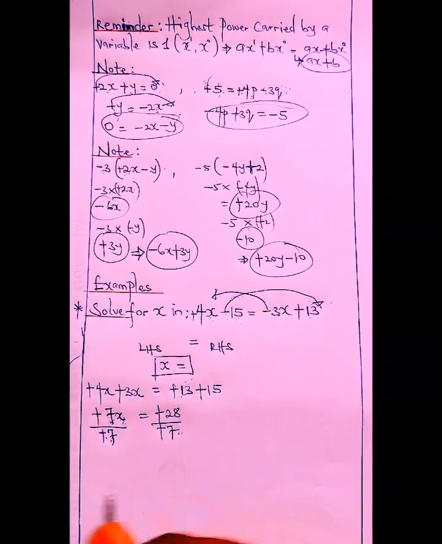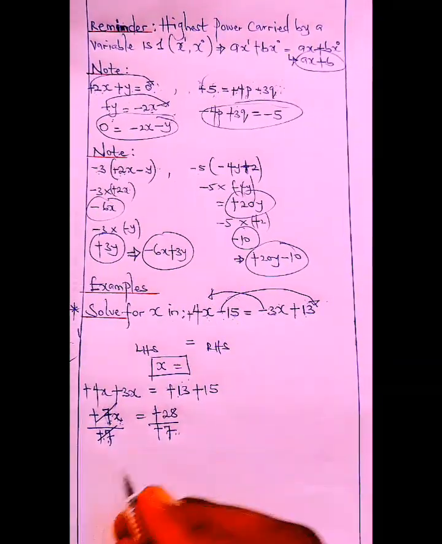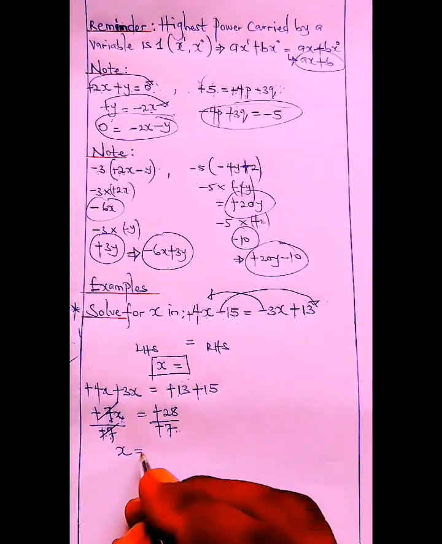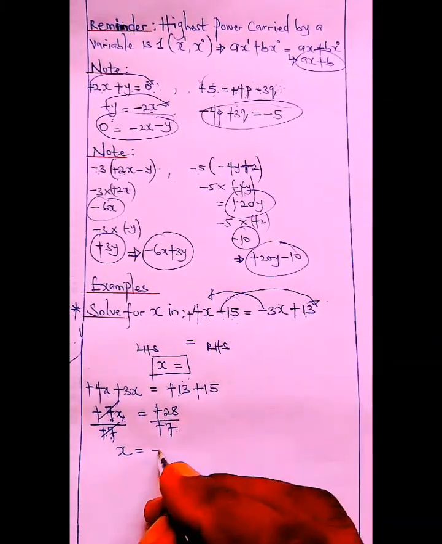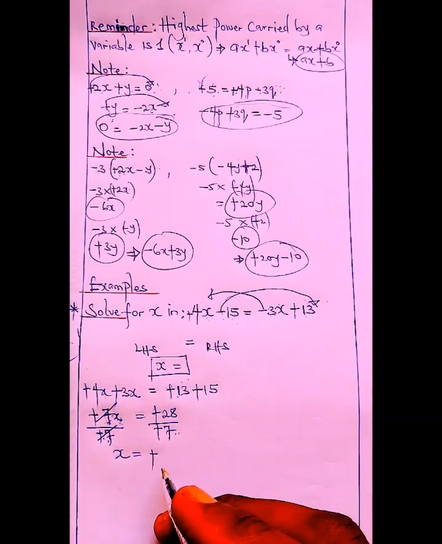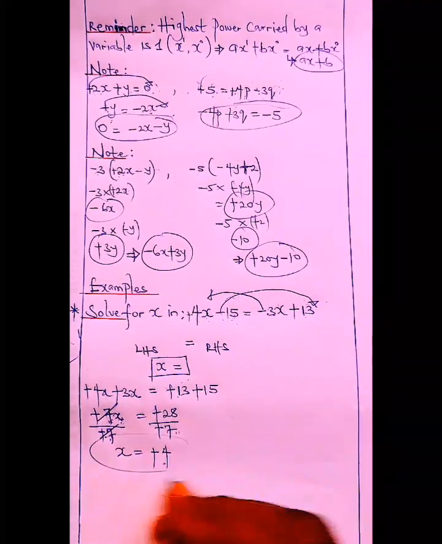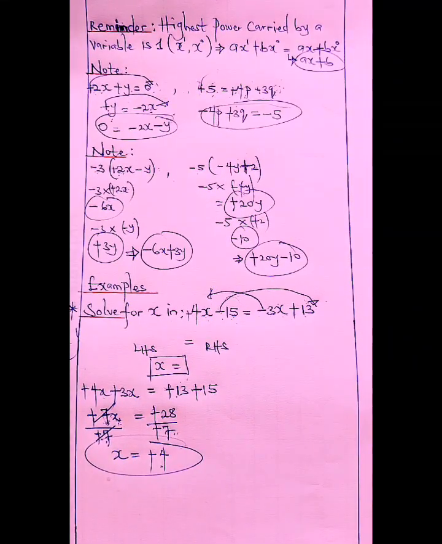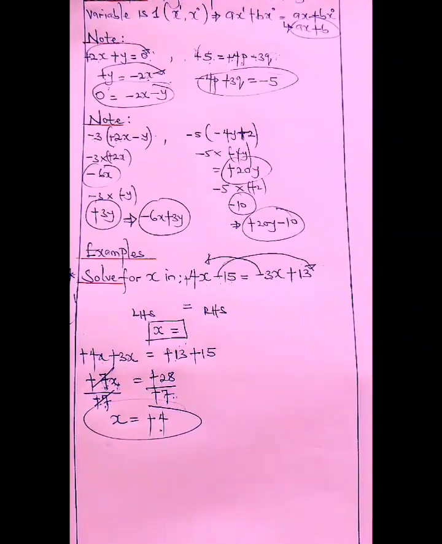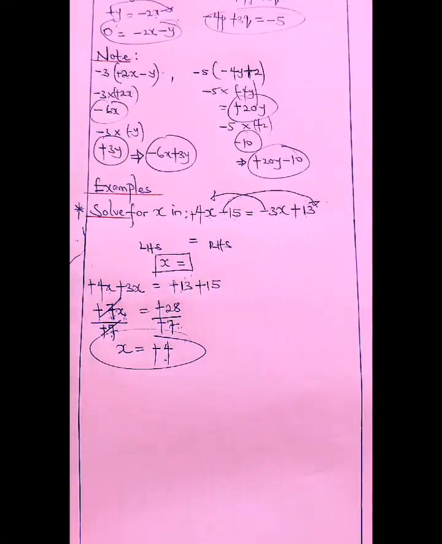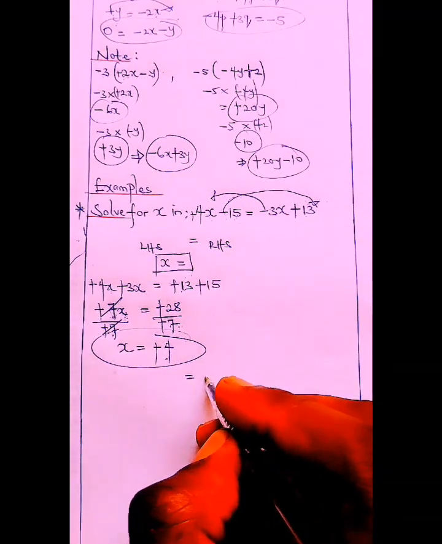So this plus 7, plus 7. 7 takes out 7. What I have left is ordinary x. Plus and plus give us plus. Equal signs give us plus. Different signs give us minus. 7 into 28 is 4. So x is plus 4. As simple as that.